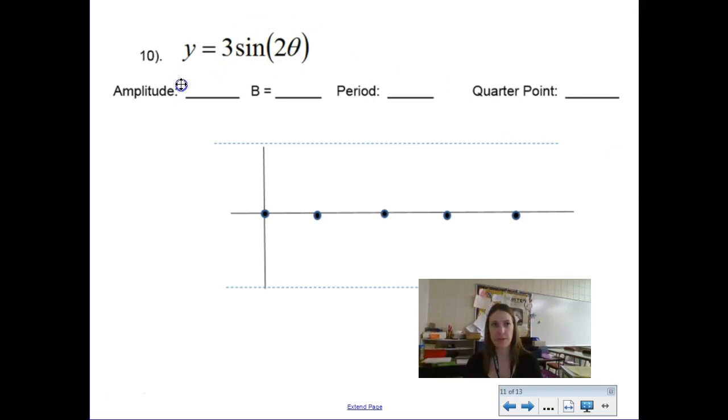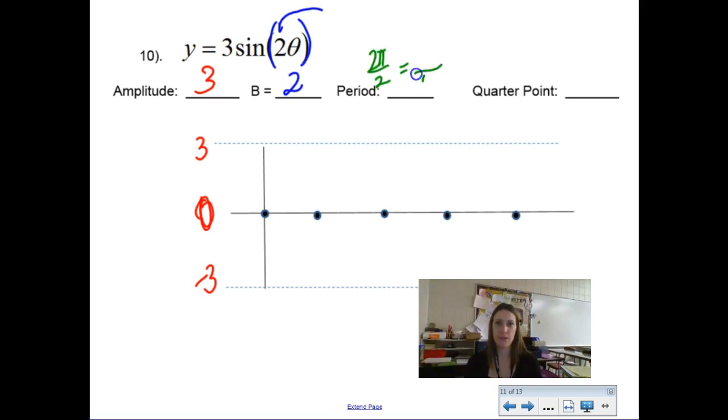Alright, 3 sine 2 theta. So this time the amplitude is a 3 again. So 0, 3, and negative 3 are my labels on the vertical axis. And then the b value is the number inside the sine function, so it's a 2, which will change the period, right? The formula is 2 pi over b, so 2 pi over 2 is pi. So that's the end of the cycle, but we need to find the quarter points. So you take the period and you divide it by 4. So pi divided by 4, that's what we're going to count by.